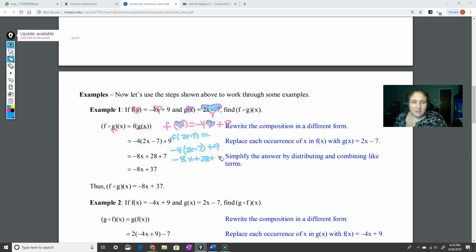Then I've got my plus 9, which is a typo because this should have been a 9 here. They did it correctly here. That should have just been a 9. And then you combine like terms. And then you're done. Literally that simple.